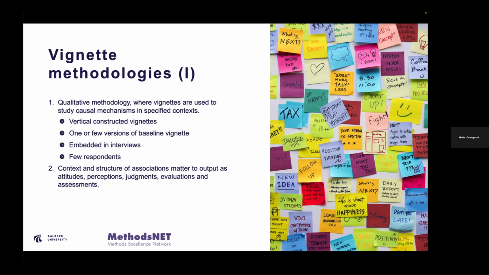What characterizes the qualitative methodology is the opportunity to really construct, not complex, but at least vertically constructed stories, meaning that you can add a lot of nuances into your vignette, which are important in order to represent a plausible situation. So in a qualitative methodology, you will have what the literature calls vertically constructed vignettes.